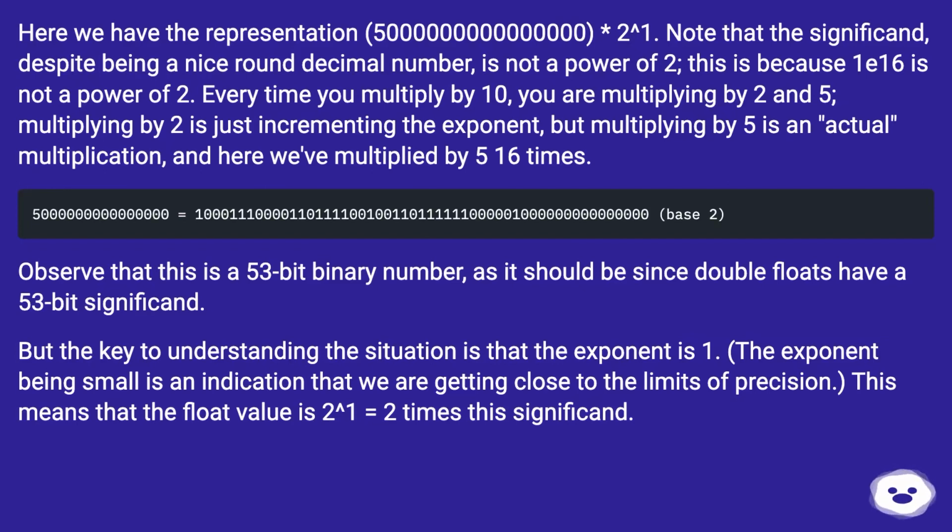Observe that this is a 53-bit binary number, as it should be since double floats have a 53-bit significand. But the key to understanding the situation is that the exponent is 1. The exponent being small is an indication that we are getting close to the limits of precision. This means that the float value is 2 to the power of 1, equals 2, times this significand.